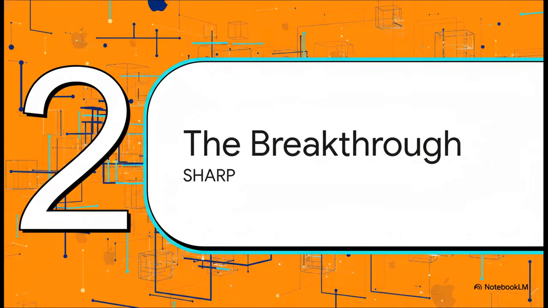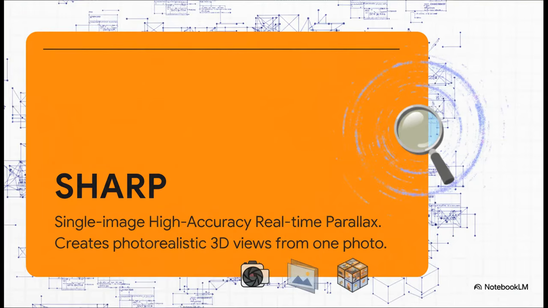But then, a paper came out from those Apple researchers, and it introduced a brand new method that promised to completely shatter that deadlock, a method they called SHARP. And really, the name tells you everything you need to know. Single image, it only needs one picture. High accuracy, the results have to look fantastic. Real-time parallax, it has to be fast enough to give you that 3D feeling as you move your viewpoint around. Sharp was basically built from the ground up to solve that exact speed versus quality dilemma.